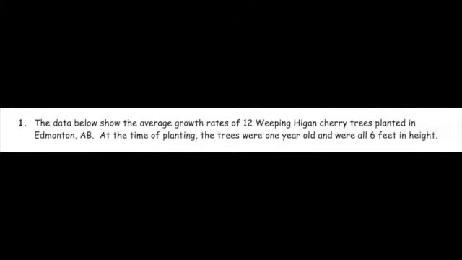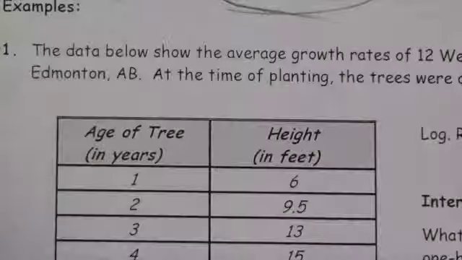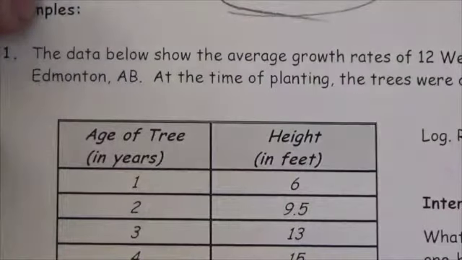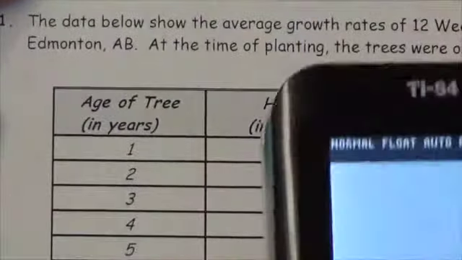The data below shows the average growth rates of 12 weeping Higgin cherry trees planted in Edmonton, Alberta. At the time of planting, the trees were 1 year old and all were 6 feet in height. Perform a logarithmic regression on the data provided and answer the following questions. Okay, so here we go. We've got the age of the cherry tree, and then the height of the tree right here. So we're going to enter this into the calculator.